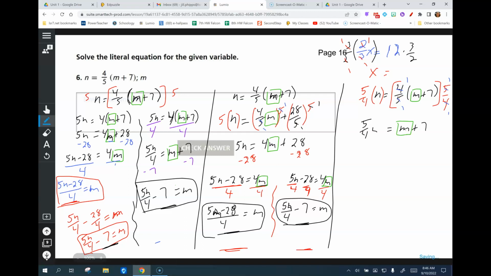Okay, so I'm just down to that. And that is a very quick way to do it. And so that's the reason, if you're into speed, or as you get into higher math classes, your professors might be doing that. So now I want to get rid of the 7. I just subtract 7 from both sides. So I get 5/4 n minus 7 is equal to m.